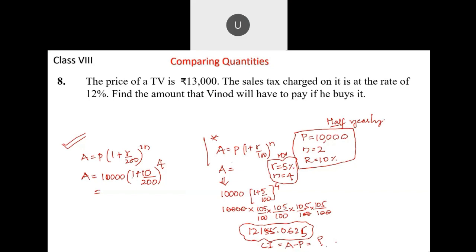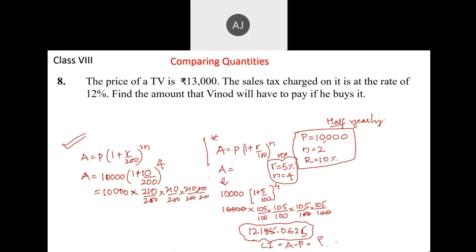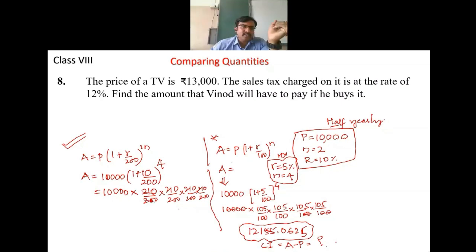We can simplify it later. 10,000 into 1 plus 10 by 200. Yes, sir, I did in that method, sir. It came same answer, sir. Because both are divisible by 2, it will be the same 105 by 100 only.